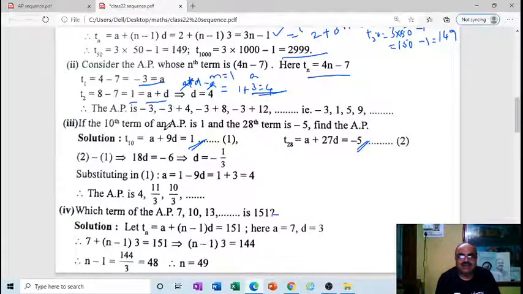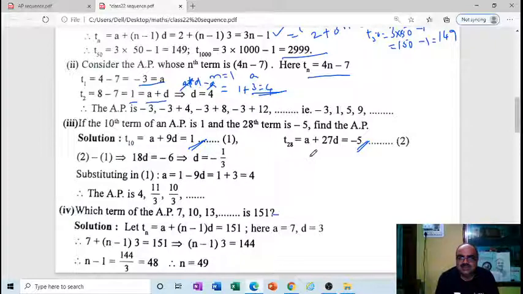What is the formula for the nth term? a plus n minus 1 into d. 10 minus 1 into d. a plus 9d is 1. a plus 28 minus 1 into d, so it is a plus 27d is minus 5. Can we solve these two?